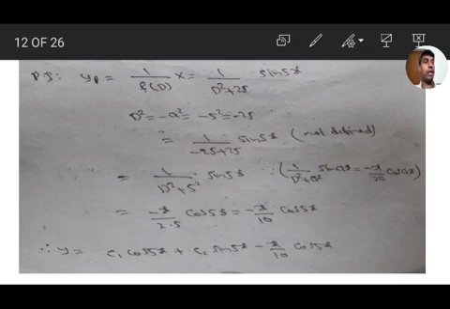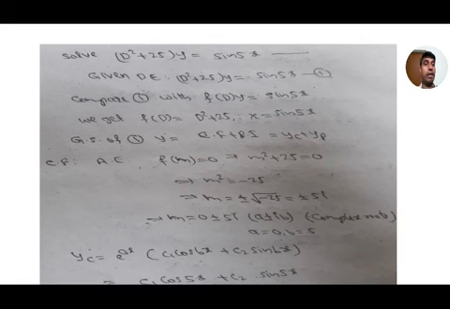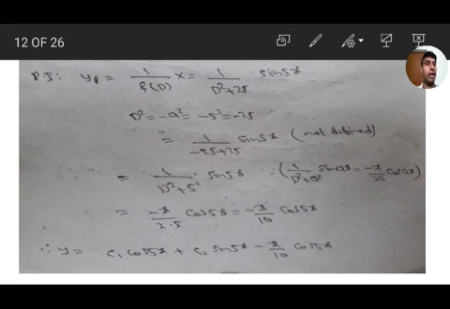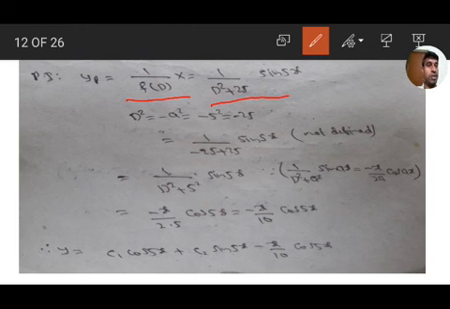Next, particular integral: 1 by f of D, capital X, equal to 1 by D square plus 25 sin 5x. So substitute D square equal to minus a square. Here a means 5, minus 5 square means minus 25, that is 1 by minus 25 plus 25 sin 5x. Minus 25 plus 25 means 0. 1 by 0 means it is not defined.